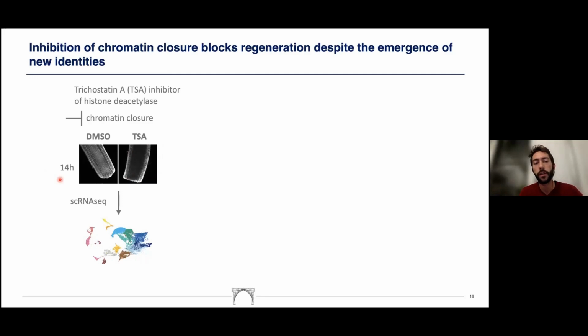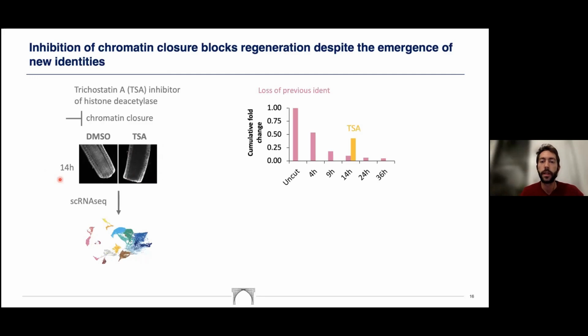And we looked at marker genes that we knew from the previous analysis. And when we look at marker genes here at 14 hours, we can see that when we treat with TSA, we indeed retain kind of an old identity. And so by 14 hours, you get like 50% old identity remaining compared to almost nothing in the control conditions. And then we looked, okay, but are these cells capable of getting a new identity, or do they just stop?